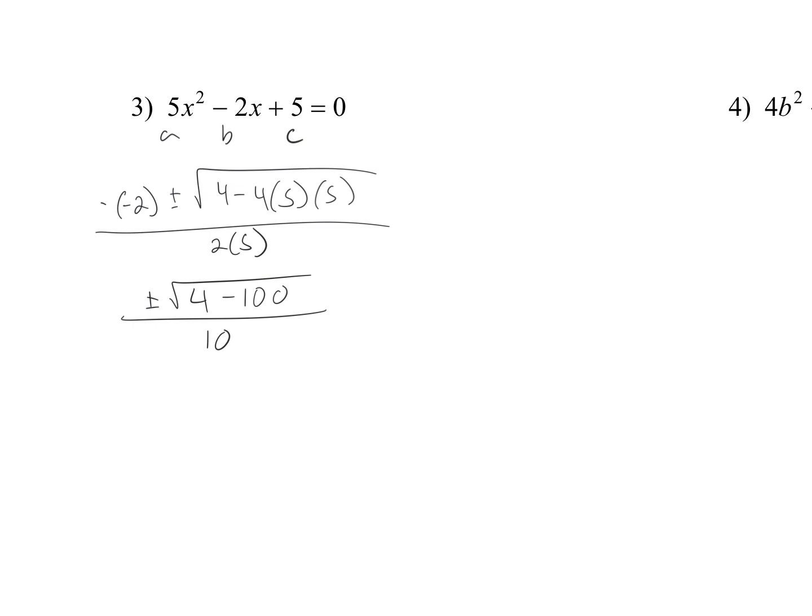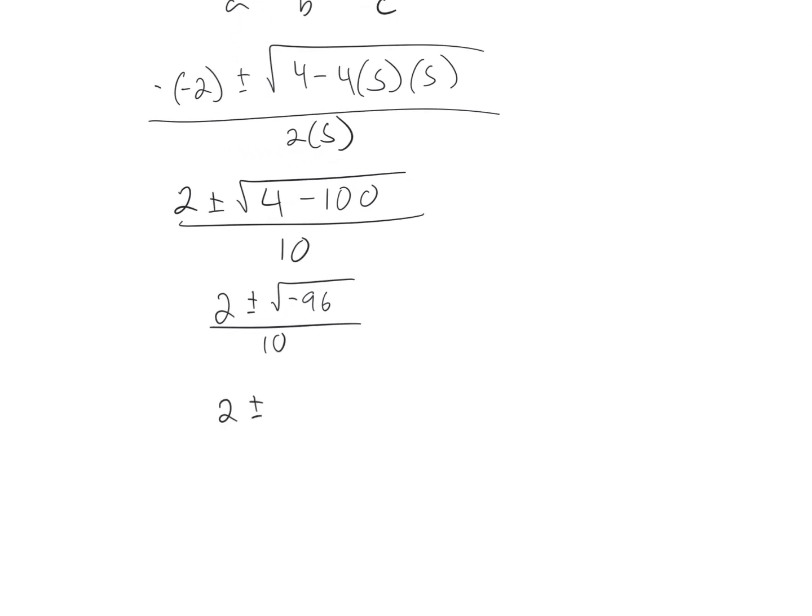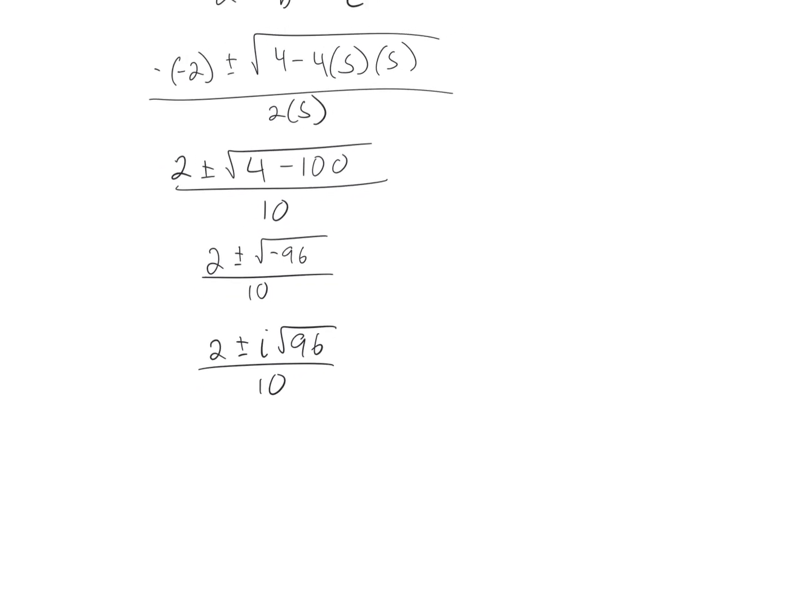Sorry, it should be positive 2. So to keep going, we're going to do 2 plus or minus negative 96 over 10. I can take out the negative, so it's going to be 2 plus or minus i root 96 over 10. Let's figure out what 96 simplifies to. So I'm going to do 96 and 2. So this is going to become 2 plus or minus 4i root 6 over 10.